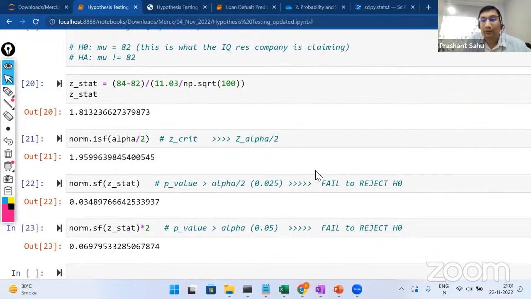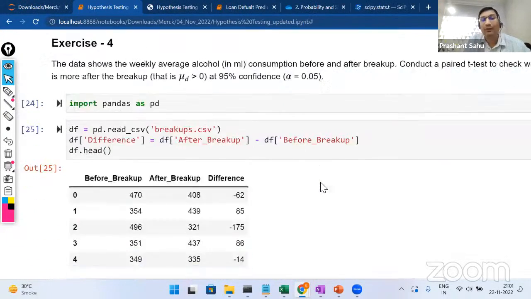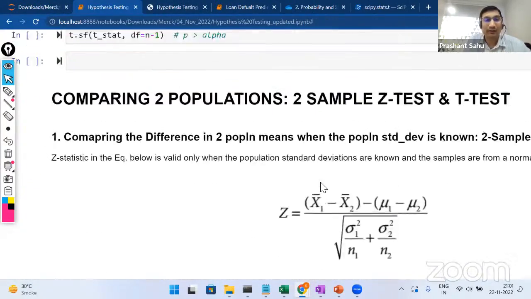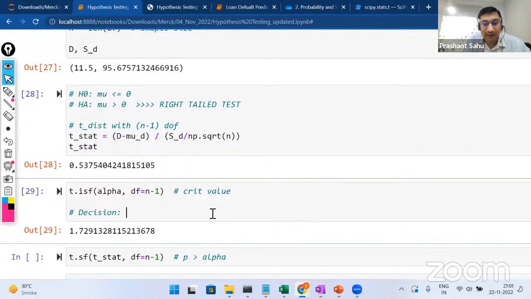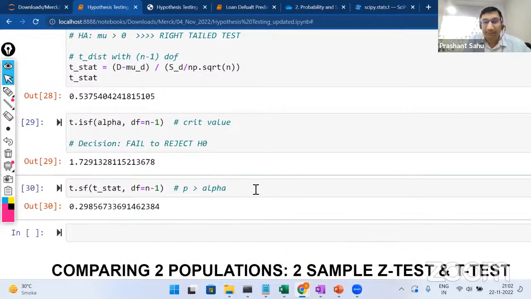You fail to reject the null hypothesis. Normally, we don't say accept the null hypothesis. We normally say fail to reject the null hypothesis. Sorry, fail to reject. So I come up with my decision, fail to reject. And can that be validated by P?